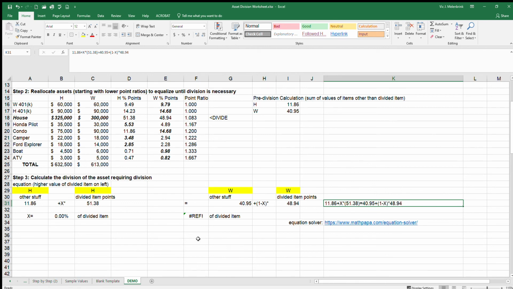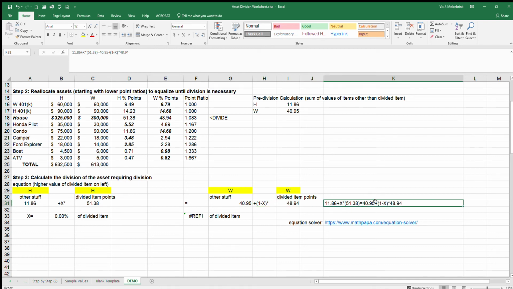Essentially what it's doing is it's going to add two things on husband's side and two things on wife's side. On husband's side, it's adding his other stuff, 11.86, to the share of the house he's going to get, which is x times 51.38. And then it's going to do the same thing for wife. It's adding 40.95 to her share of the house, which is 1 minus x, because 1 minus x is the remainder of the house's division, multiplied by her valuation of the house, 48.94. So essentially that's what's going on.